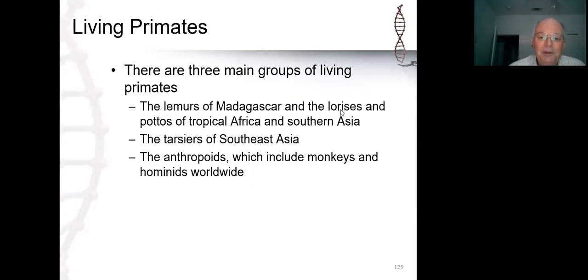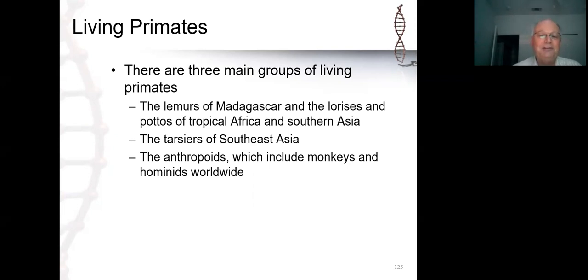But it has a unique feature in that it has what looks like a digit. It's actually a very long extended wrist bone that it uses for probing into tree trunks to pull out grubs and other insects that burrow into the tree trunks. And it does so at night.